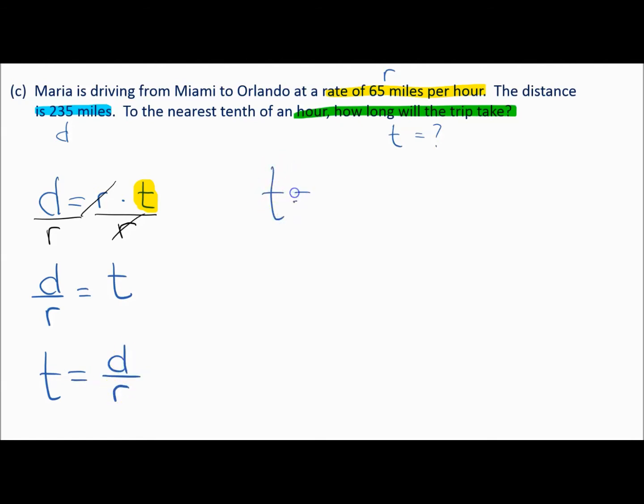So T is equal to D. Remember, D was 235 miles divided by R, which is 65 miles per hour. So first, let's just do the math part. 235 divided by 65. We can do that in our calculator because it says that we are allowed to round to the nearest tenth of an hour, so to the tenths place.